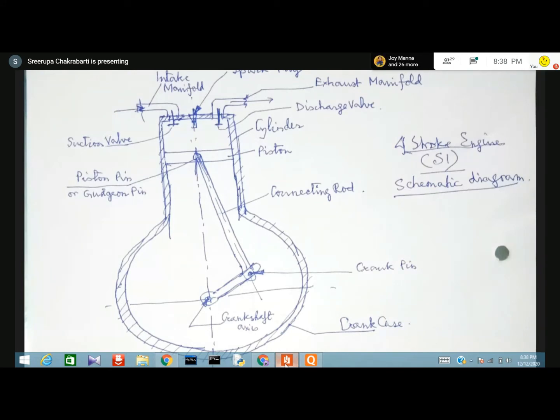Next thing is, look slightly lower in the diagram, at the connecting rod. This connecting rod is not a rod of constant cross section. That means it is not a rod having a circular cross section.